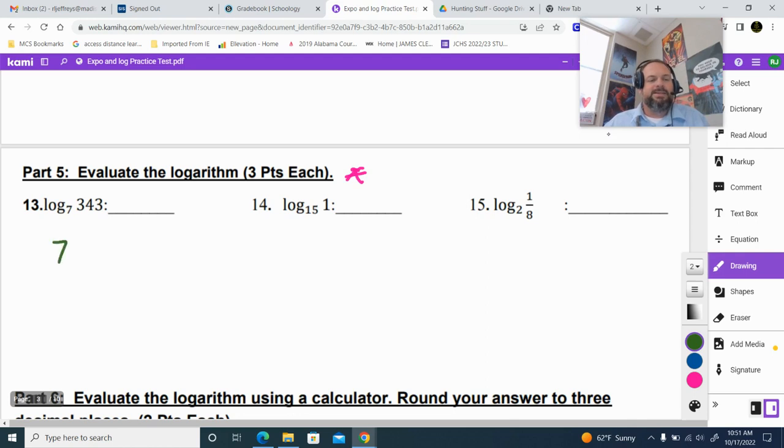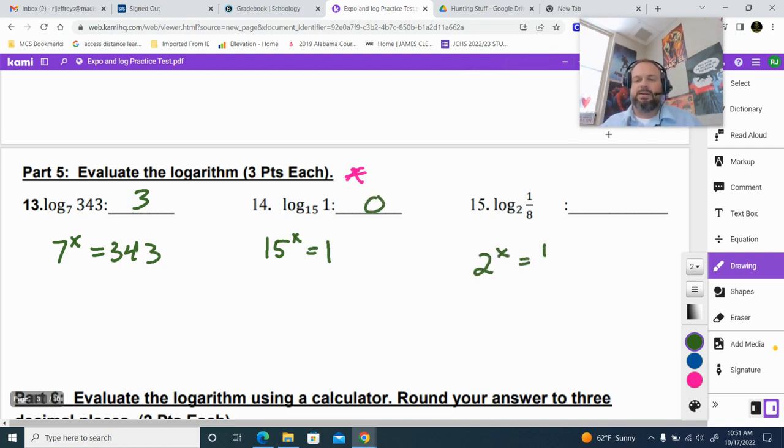Okay, this is 7 to the x power is 343. So this would be 7 to the third. This is 15 to the x power is 1. Well, that's 0. 2 to what power is 1 over 8? Well, this would be -3. So I think this one is the last one that has 2 on it. I think the other ones, I can't remember. I finished it this morning during first block.